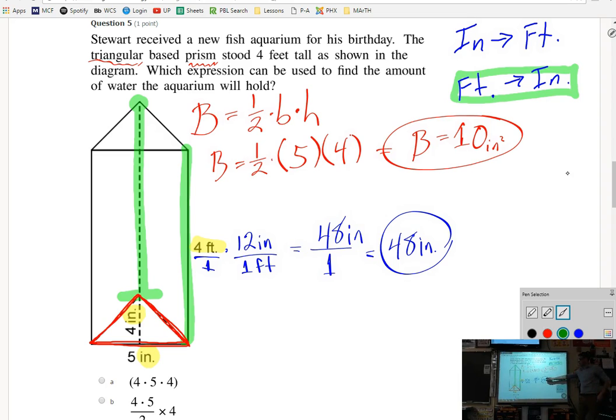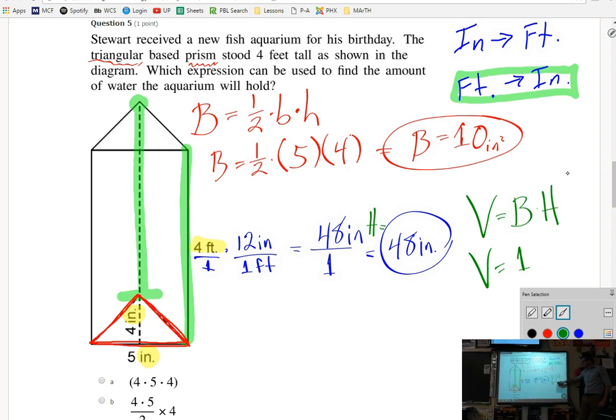So this 48 is actually my height. That 10 is really my big B. Joe, what do I need to do with these values that I have in order to get my volume? Yeah, because I have a prism, not a pyramid, prism, just big B times H.